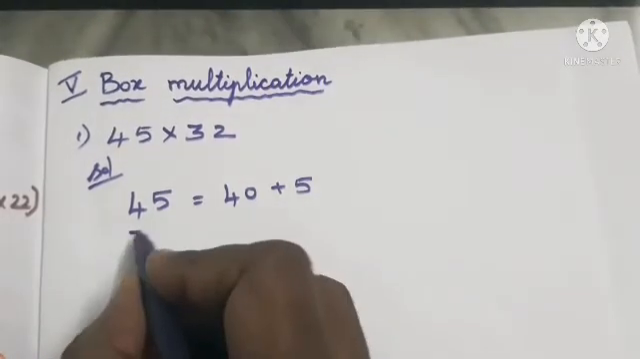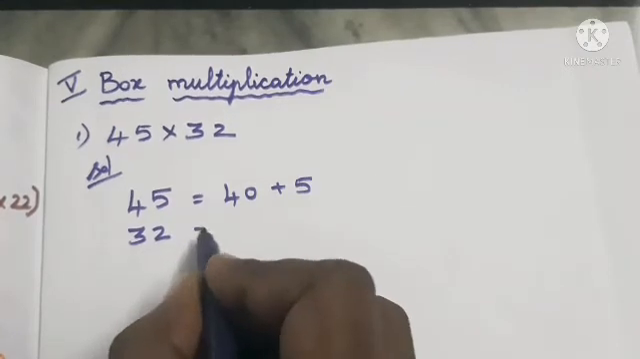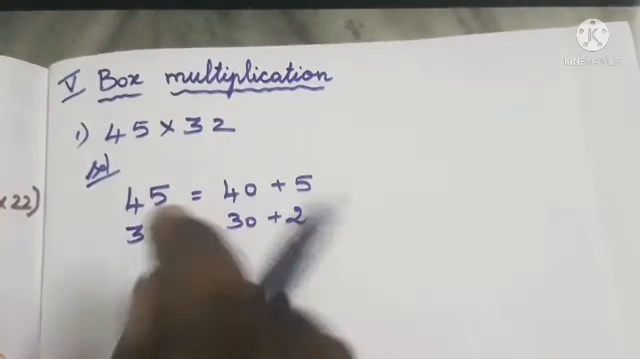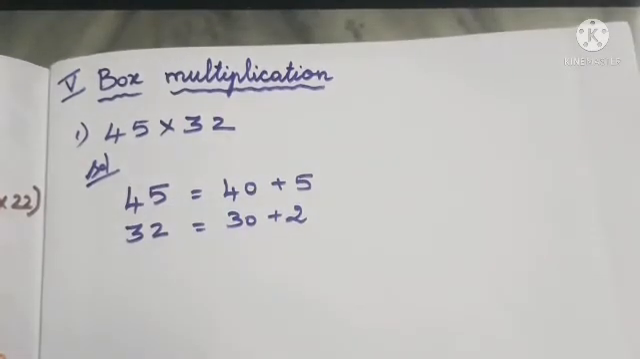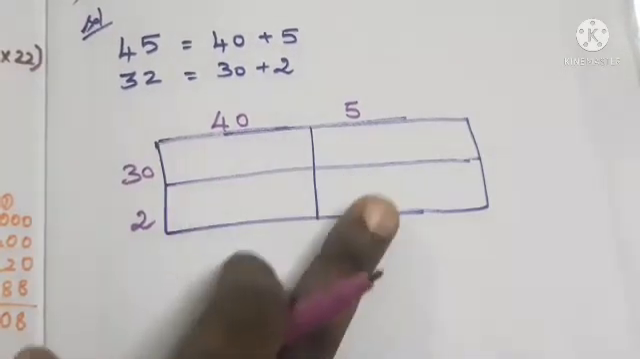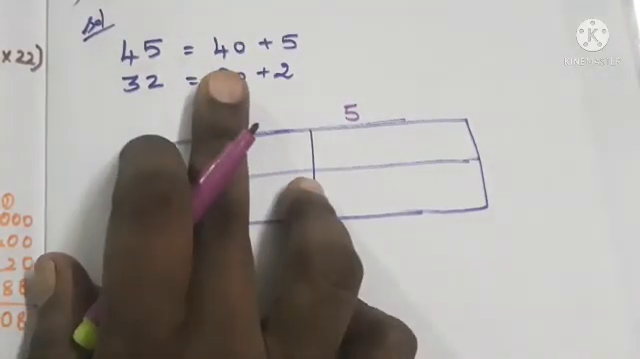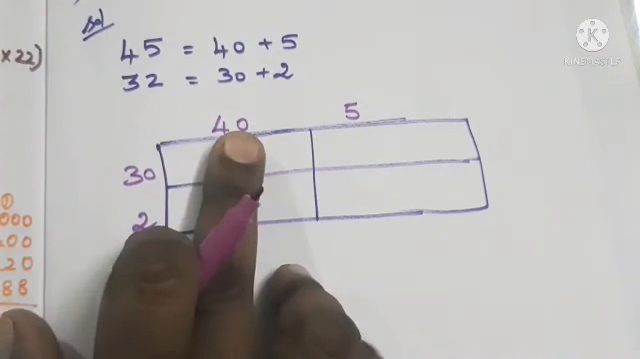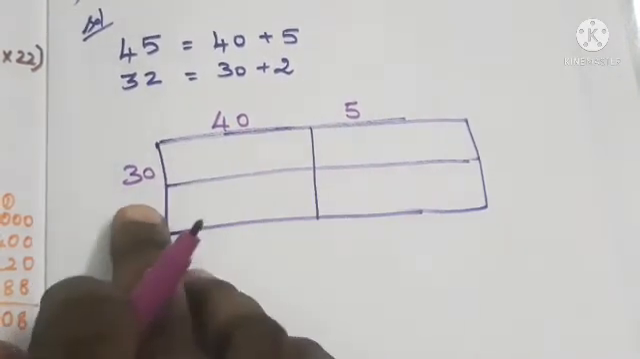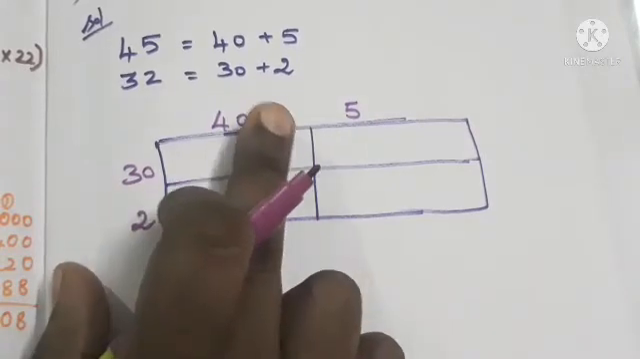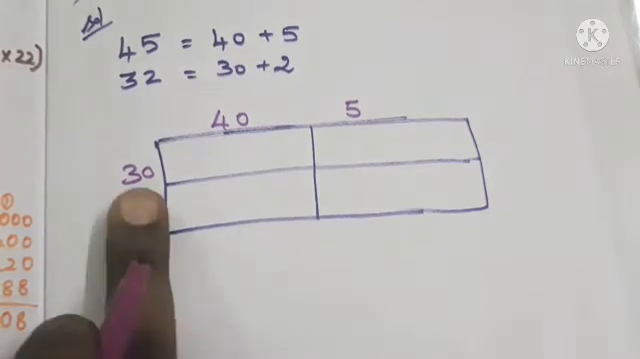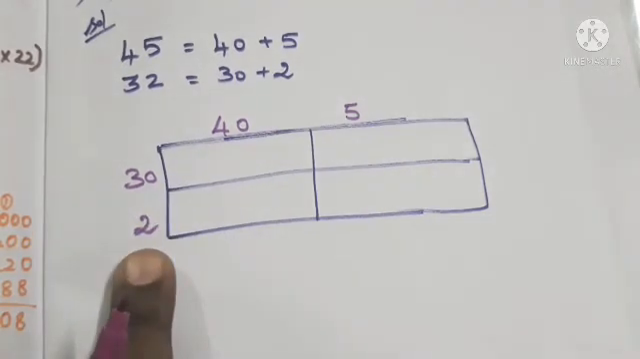And also we have to break the multiplier, that is 32. We can break 32 as 30 plus 2. So this is the first thing we have to do. Second step, we have to draw a box like this, and next we place the 40 and 5 at the top of the box: 40, and in the second box we write the 5. And the 30 and 2 we write at the left side of the box. Okay, have you understood this?